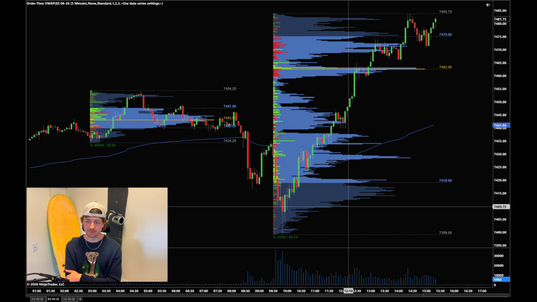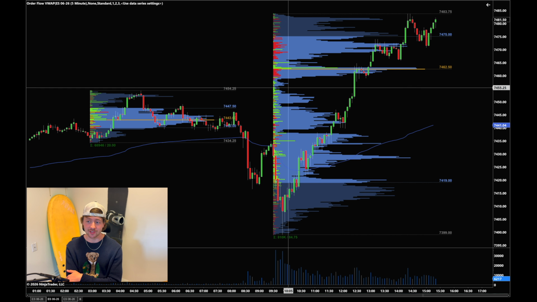I want you to think of these tools as a when and as a where. The volume profile shows me where exactly in the price ladder the volume was transacted. For example, this large area of transaction here around 7,415 and this thin area of transaction here around 7,450.